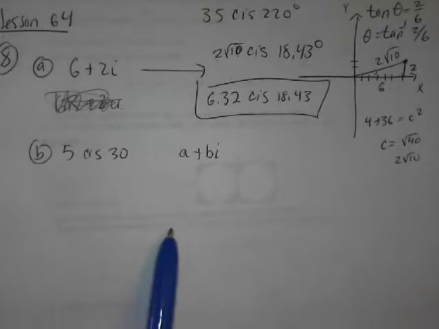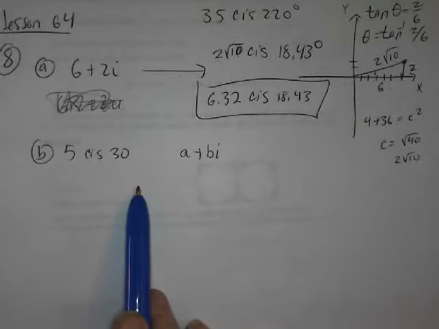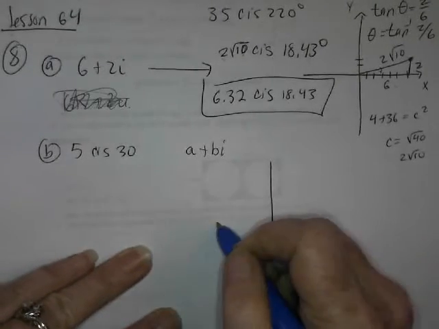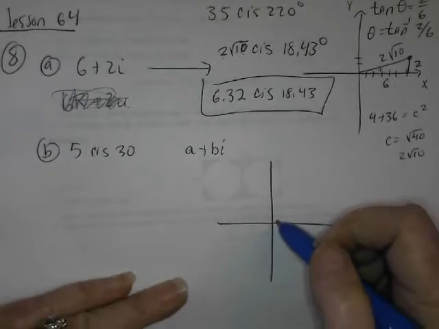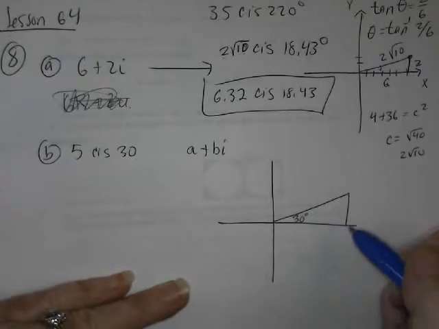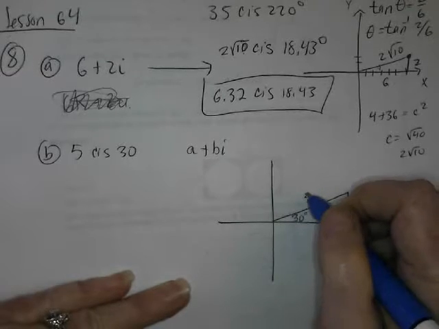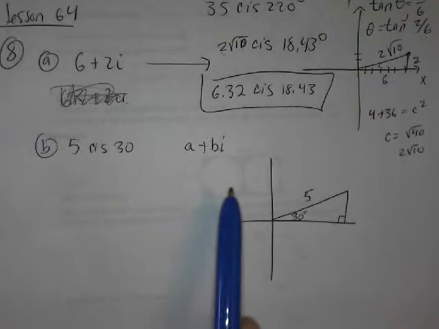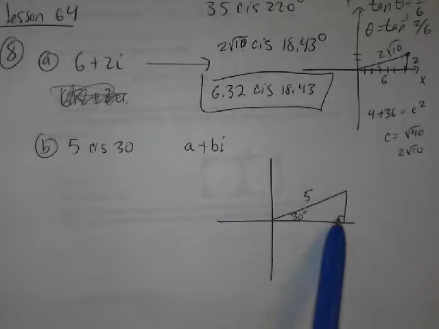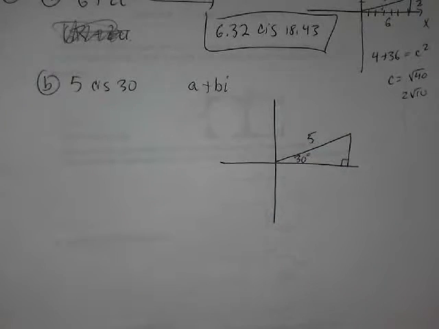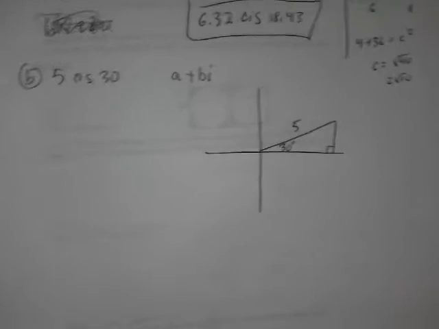Good. Okay, and if I want 5 cis 30 in a plus bi form, then you just go backwards. So that means that the degree is 30. Hey, isn't this one of our triangles? And that means that the hypotenuse is 5. Right, that's what that means. And they want me to go find out the coordinates. So watch how I have to find these coordinates, because that's really interesting.